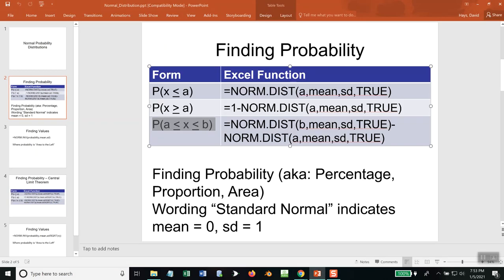Now this is done when it's asking you to find a probability, percentage, proportion, or area. If it says standard normal in a problem, that tells you automatically the mean is 0 and the standard deviation is 1. So if you're working a problem and you say, well, I don't see mean and standard deviation, it's probably because it's standard normal.